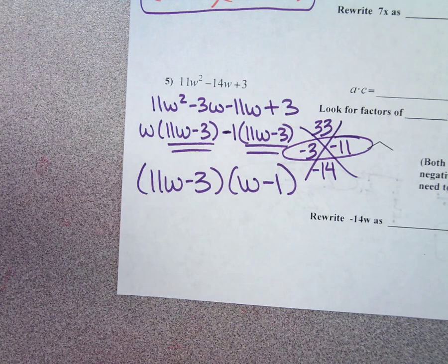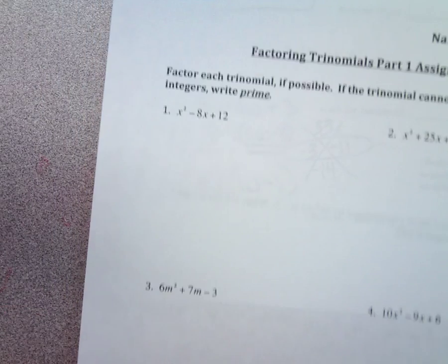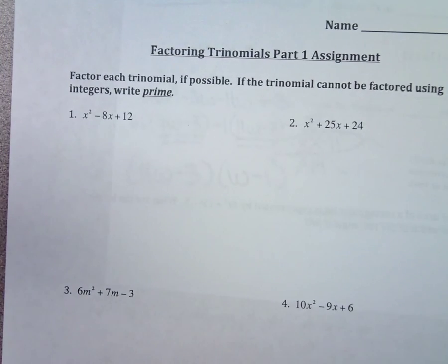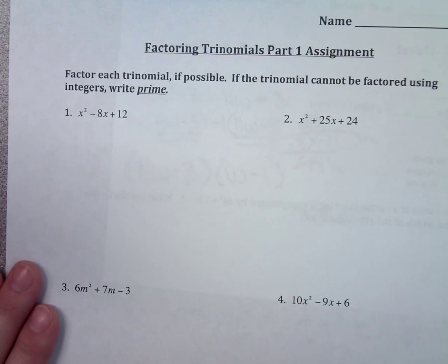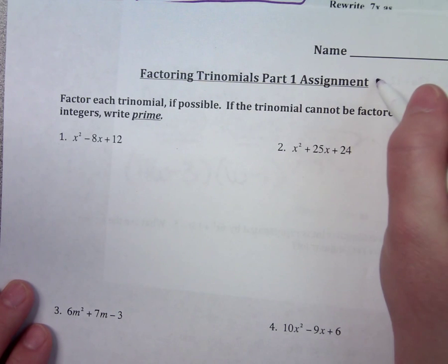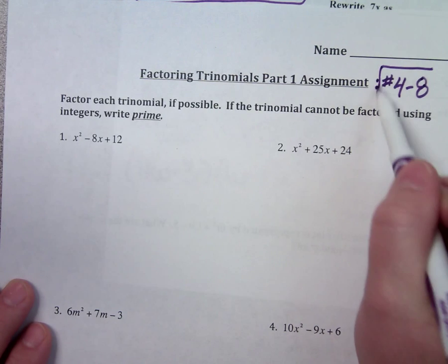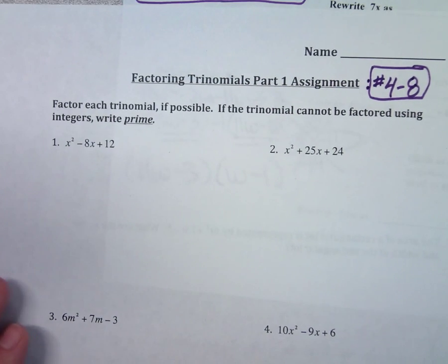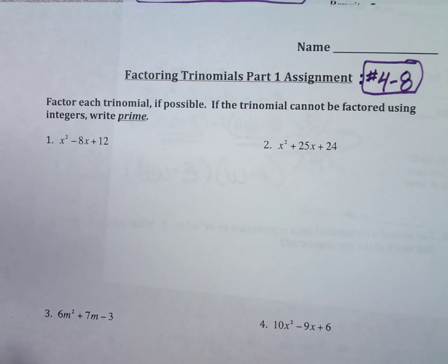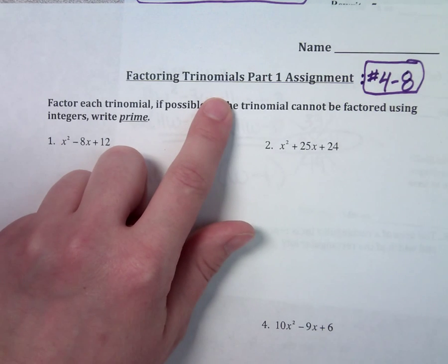Okay, you got several papers today. I want you to make sure you hang on to everything. But what I'm going to give you for homework is this page here that says Factoring Trinomials Part 1 assignment. But I'm just going to have you do 4 through 8. I know some of you have already got started. I want you to keep all the papers because I want to come back to those other notes tomorrow. But on this assignment, I just want you to do the 4 through 8.